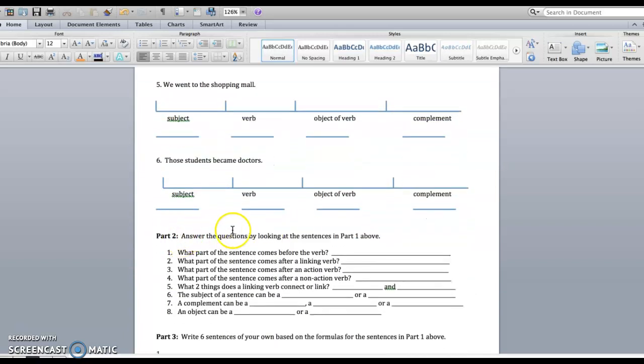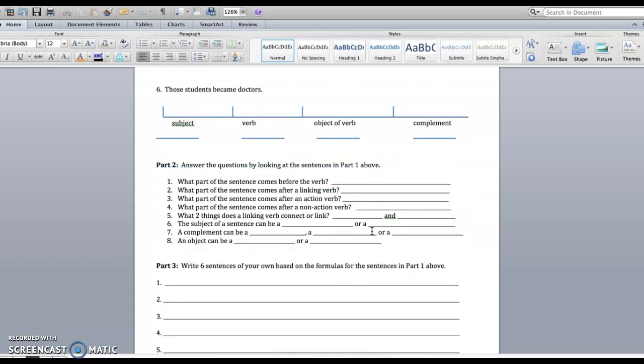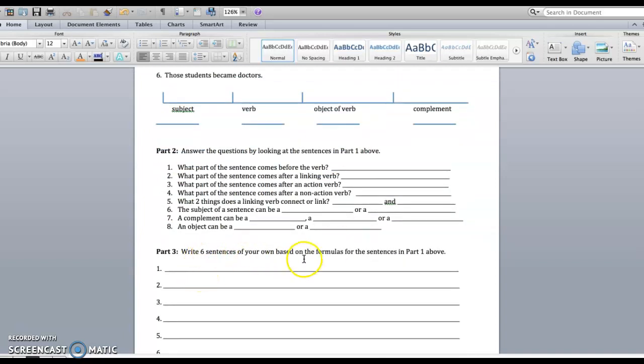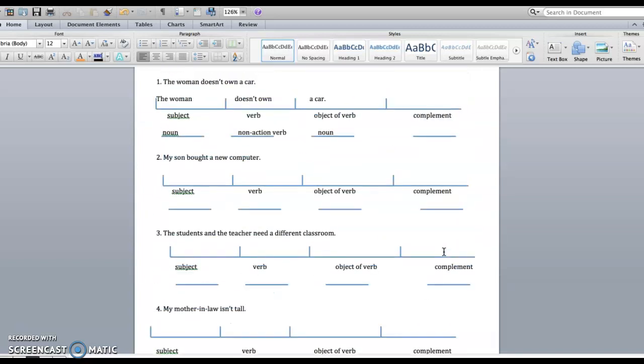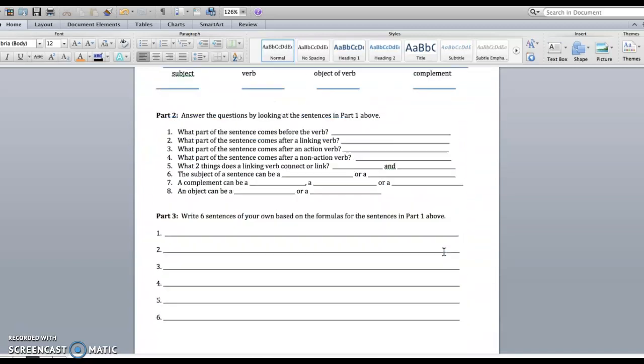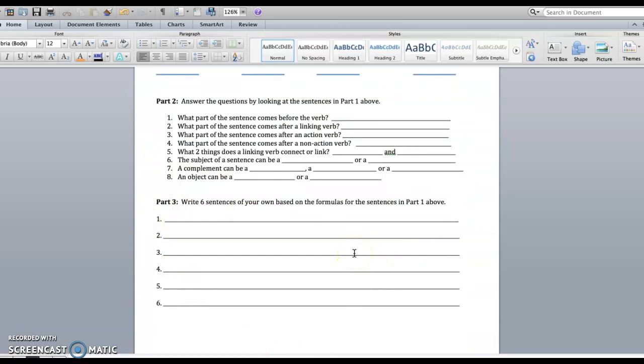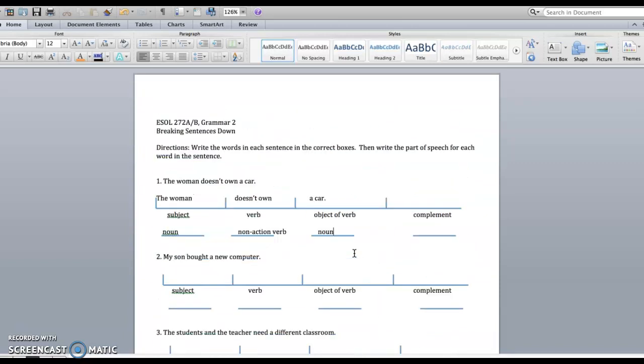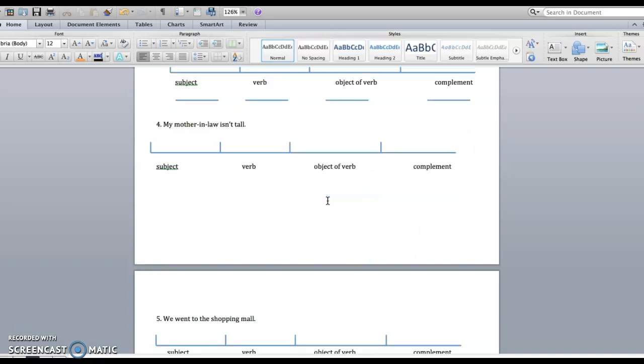Then you answer the questions in part 2, and then you write 6 sentences of your own based on the sentences in part 1 above. So in part 1, there are 6 sentences. You're going to use the same sentences as a model for your own sentences. So for example, in sentence number 1, you're going to write a subject, a verb, and an object of a verb. Noun, non-action verb, noun.